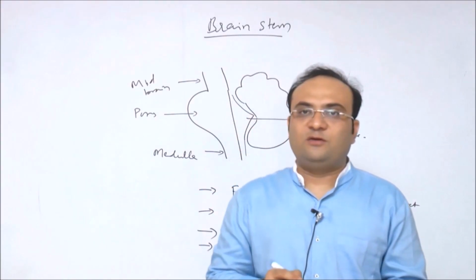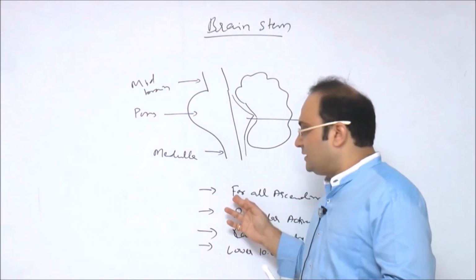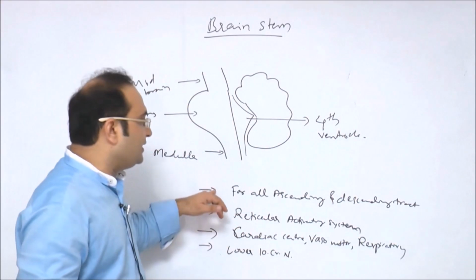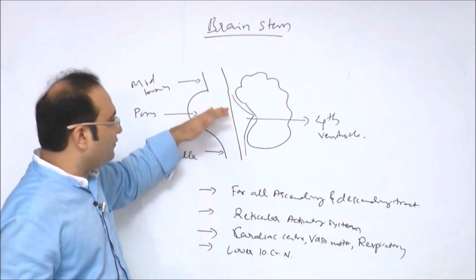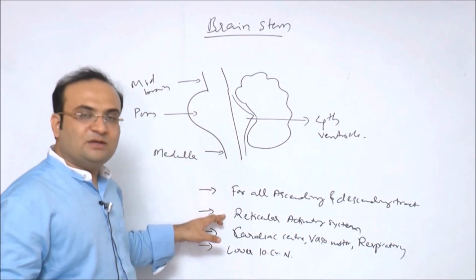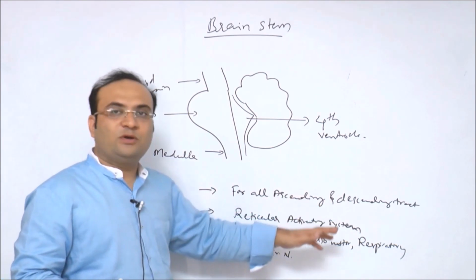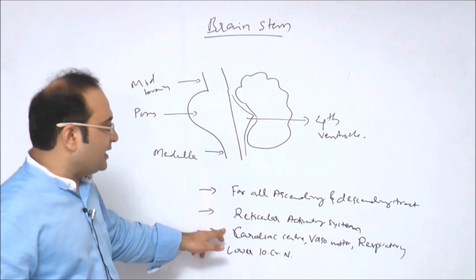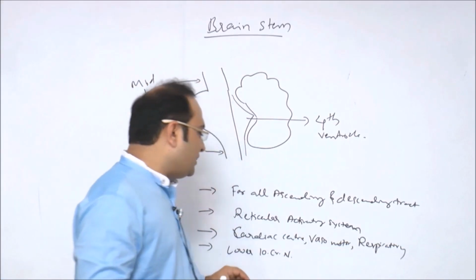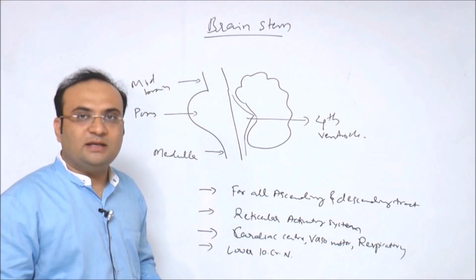So the most important functions of the brainstem include: it is a site for all the ascending and descending tracts going to and fro from the spinal cord. It consists of the reticular activating system which maintains consciousness, and it has important centers, the reflex centers: the cardiac center, vasomotor center, respiratory center. And it has the lower 10 cranial nerve nuclei.